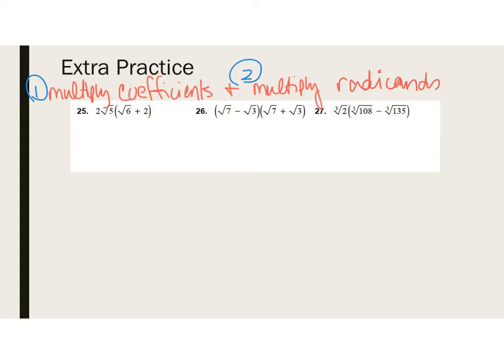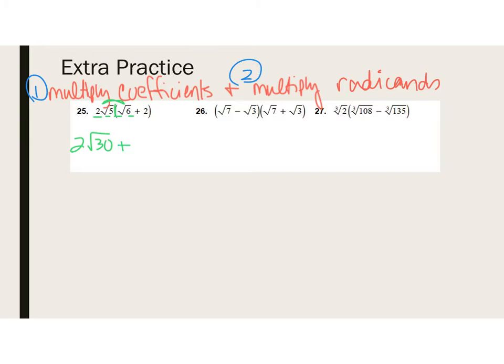In example 25 here, you have 2 square root of 5 times the group square root of 6 plus 2. So when you distribute, you're going to take 2 times 1, because the coefficient right here would be 1. So 2 times 1 is 2. And then you're going to do the square root of 5 times the square root of 6, which is going to be the square root of 30. That's your multiplying of your radicands.